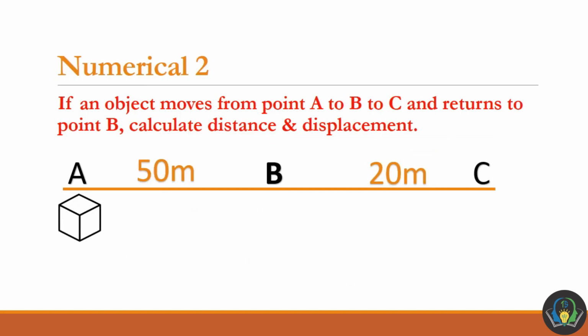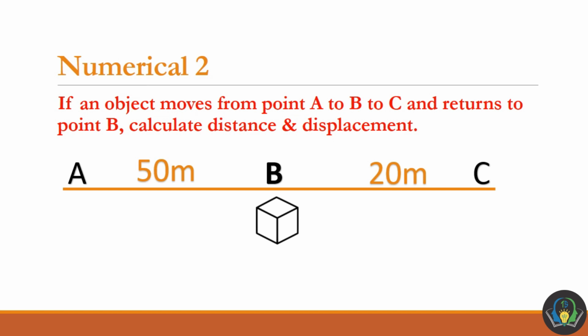Next numerical. Now this numerical, I would like you to solve it on your own. Same type of numerical, where the values are changed. If an object moves from point A to point B to C and returns to point B, calculate the distance and displacement. So A to B is 50 meters, B to C is 20 meters. The object is moving from A to B, B to C, and then returning to B.